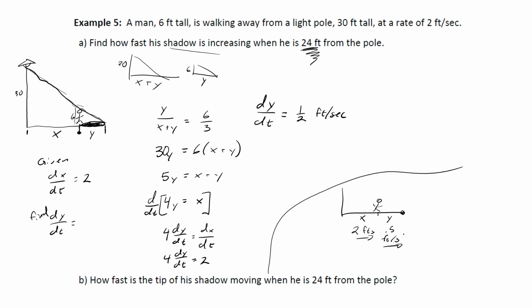Then what's the tip of his shadow moving at? Well, it's just x plus y. And that's pretty much it. So the tip of his shadow is going to be moving at 2.5 feet per second. That's just logic there. You don't even need to do much math at all. And that's really what I love about these problems, is that there's not a lot of heavy math going on other than some basic relationships that you guys have all learned and know perfectly.